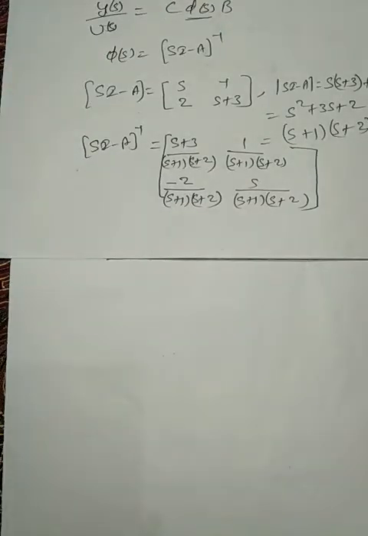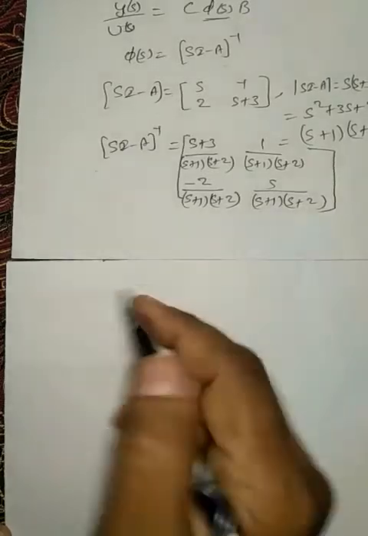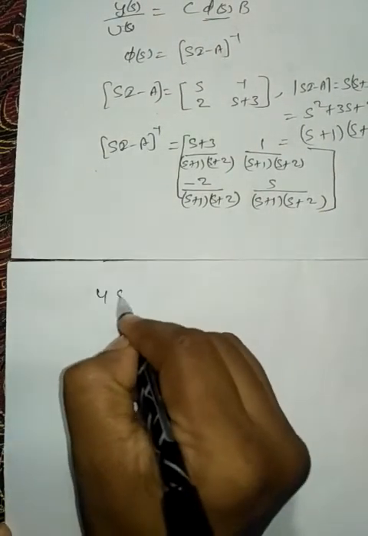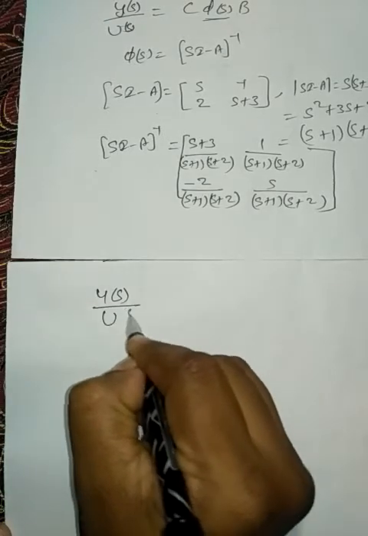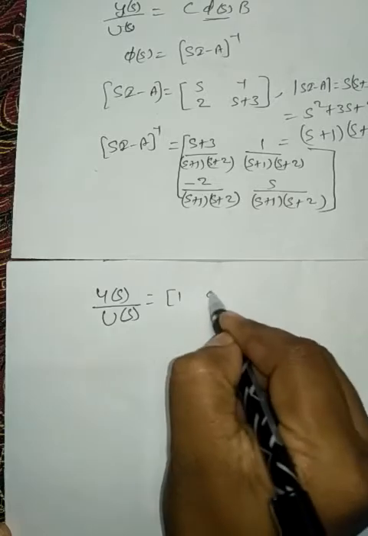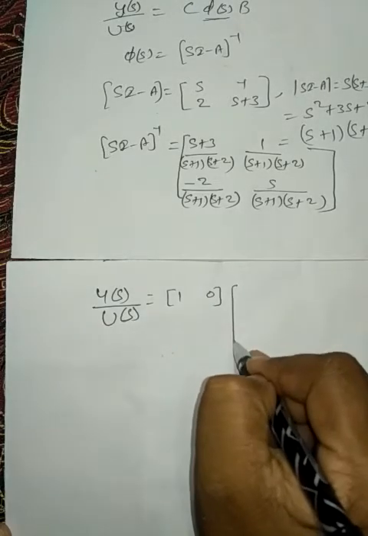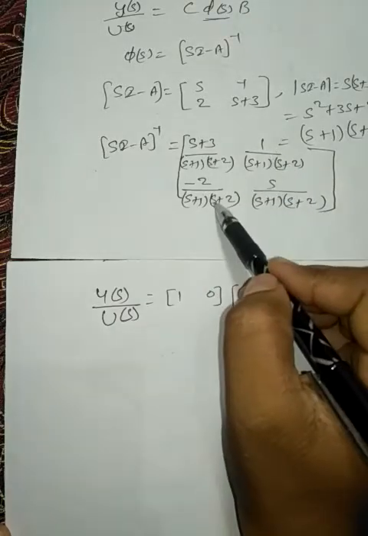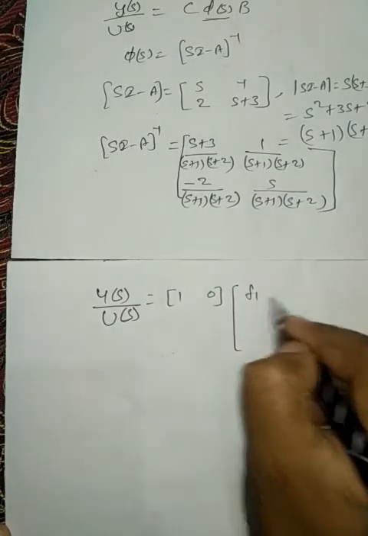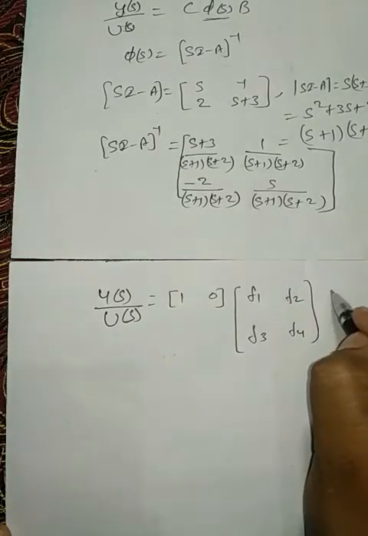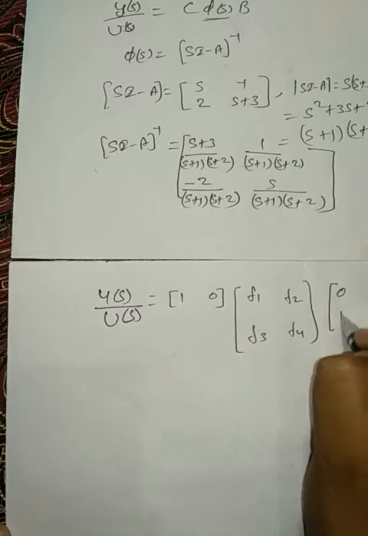After this, what is our C phi s b? Ys over us is equal to C 1 0 phi s. Let this one be f1, f2, f3, f4. And what is b? 0 and 1, right?